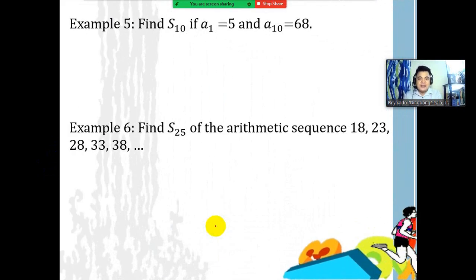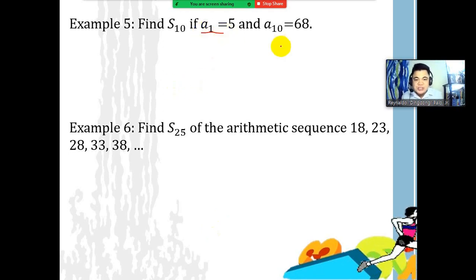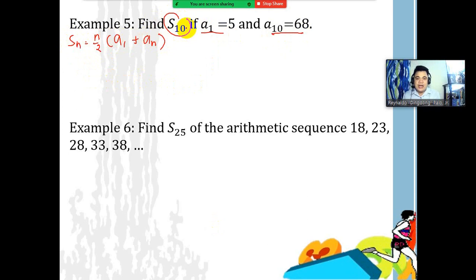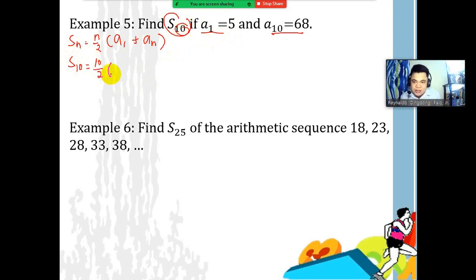Example 5. Find s sub 10 if a sub 1 is equal to 5 and a sub 10 is equal to 68. So, as you can see, our first term is given and our last term is given since we're looking only for s sub 10. In this case, we can use the simple formula s sub n equals n over 2 times the quantity a sub 1 plus a sub n. Then we need the following values, of course, to substitute. So s sub 10 equals n, the number of terms, since we are looking for s sub 10, therefore n is 10. So 10 over 2 times your a sub 1, which is 5, plus your a sub 10, which is 68.